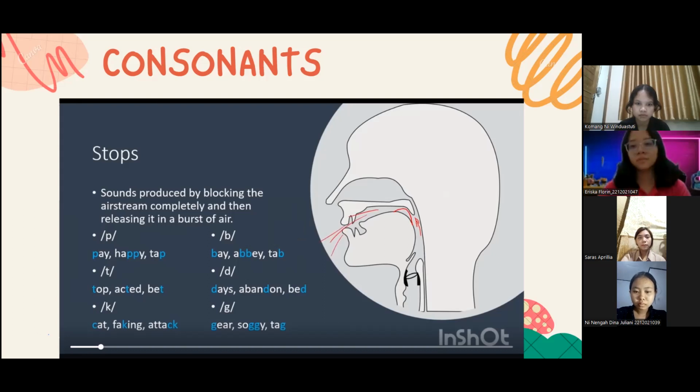Or G. So you could call the first two bilabial stops, while the second two are alveolar stops, and the last two are velar stops because of where they're produced.